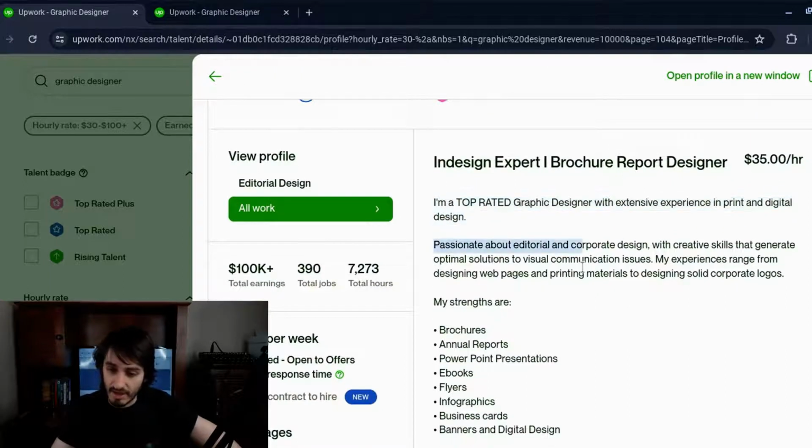Then, passionate about editorial and corporate design with creative skills that generate optimal solutions to visual communication issues. Great. My experiences range from designing web pages and printing material to designing solid corporate logos. You're going to notice one thing. This is a lot of information said in very few words. This guy is very good at direct corporate communication, which is great. Probably his clients, the type of clients he's working for.